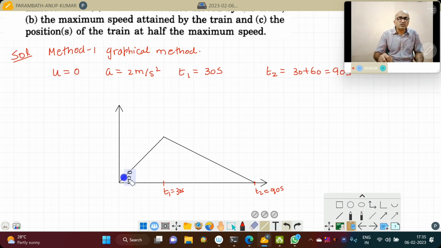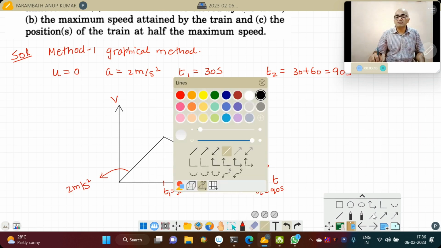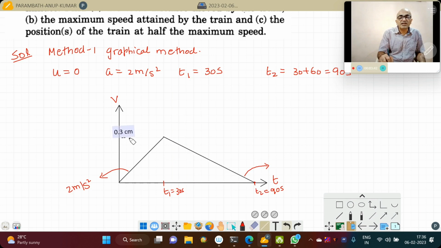This slope is given to be 2 meters per second square. This is the velocity time graph, the v-t graph, students. Slope of the velocity time graph gives acceleration, and we can also find the slope for the deceleration. But first of all, we have to find the maximum velocity it has attained. The maximum velocity it has attained is shown by this point of the graph. What is this point?